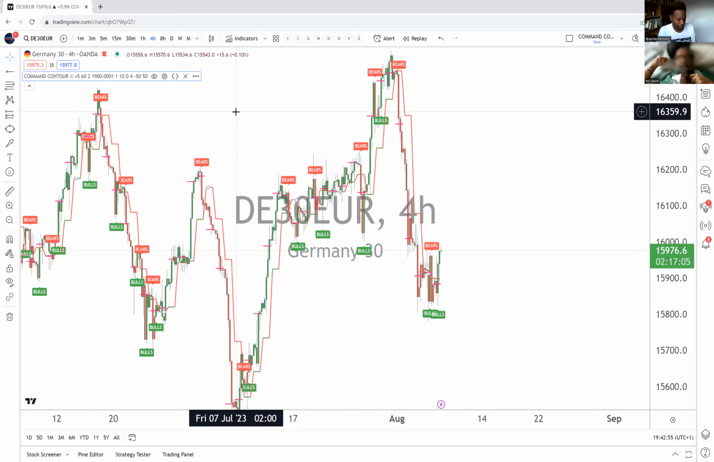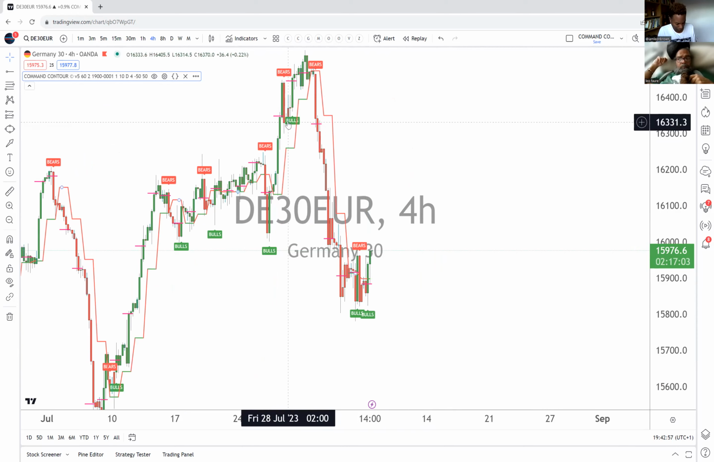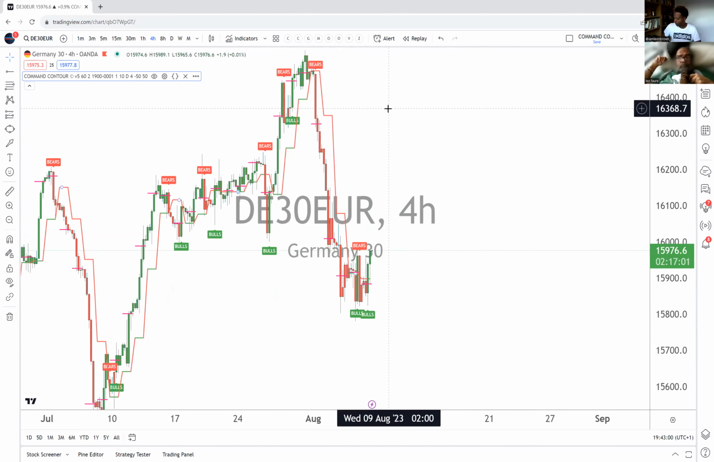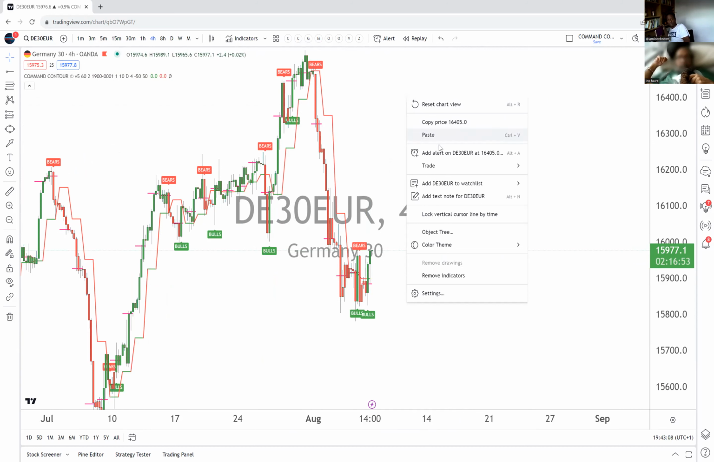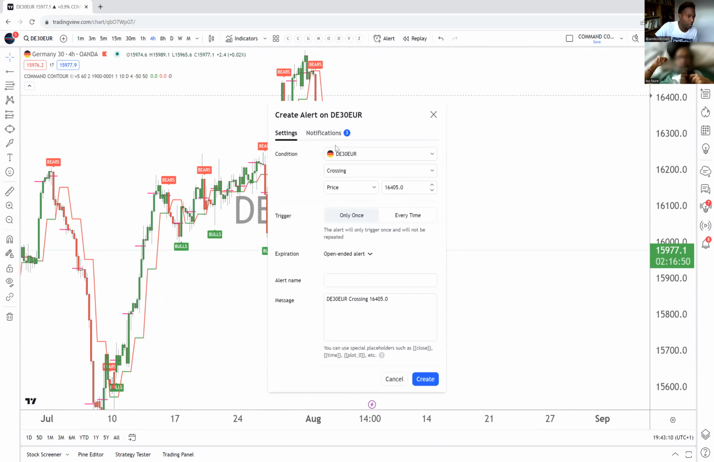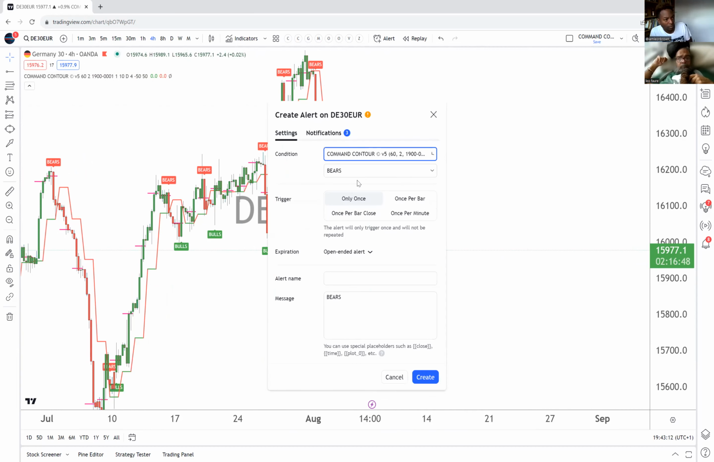Okay. One of the things that you could do with the bulls and bears here is you could actually set an alert for when the bulls and bears appear. So if we right click and we just hit add alert, right, and we just choose our command control tool, then you could go to bulls, right, and just make sure you choose once per bar.